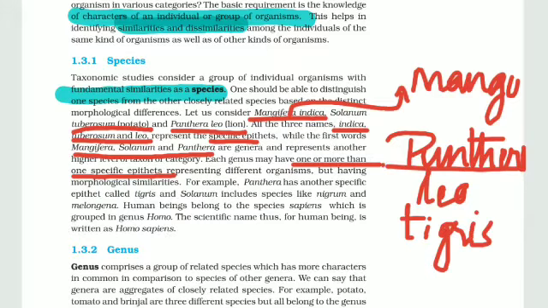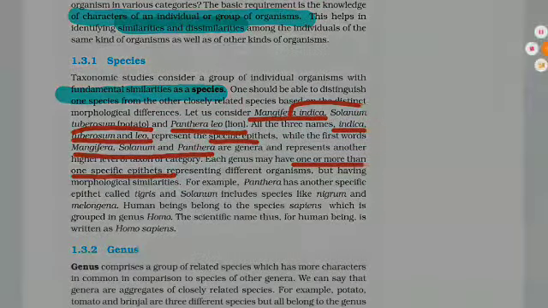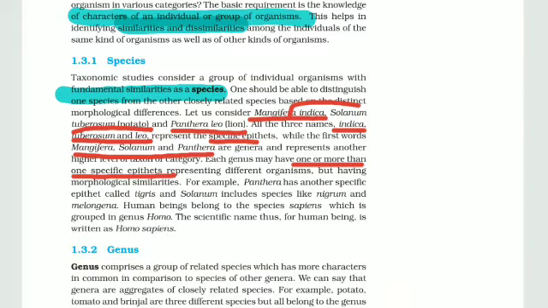Here Panthera is the same genus, they belong to the same genus, but they have different species. So I hope you understood that Panthera leo and Panthera tigris belong to the same genus, but they are different species. So one genus may have different specific epithets. Okay. For the next, they have given one more example. Panthera has another specific epithet called tigris, as I told you, Panthera leo as well as Panthera tigris. For Solanum also, Solanum is a genus.